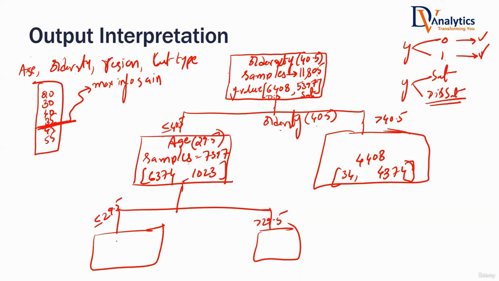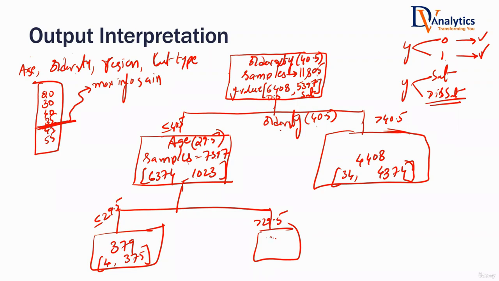Out of 7397, how many customers have age less than or equal to 29.5? 379. Out of them, how many are dissatisfied? 4. How many are satisfied? 375. So how about this one? What is the name of this segment? These are all the customers whose age is greater than 29.5. Specifically, to say it absolutely correctly, these are all the customers whose order quantity is less than or equal to 40.5 and age is greater than 29.5.